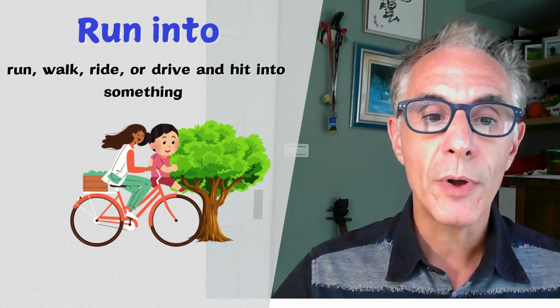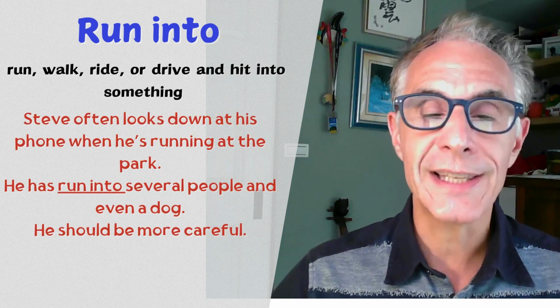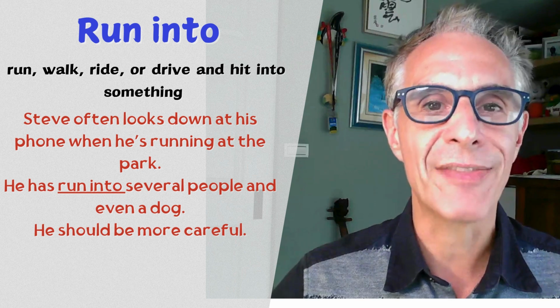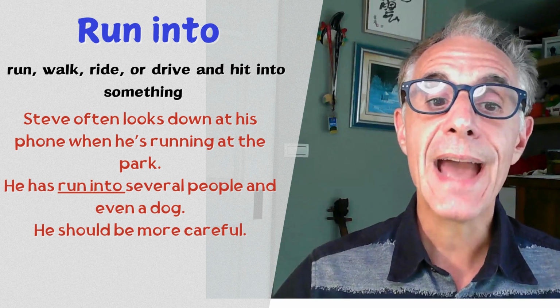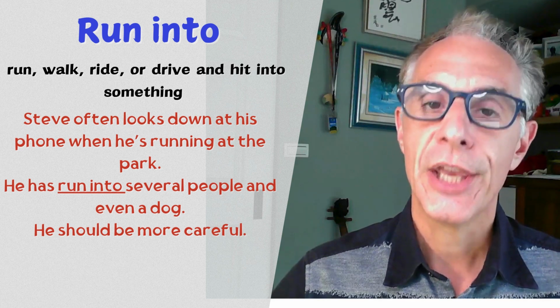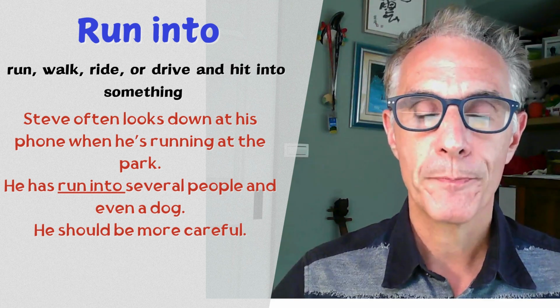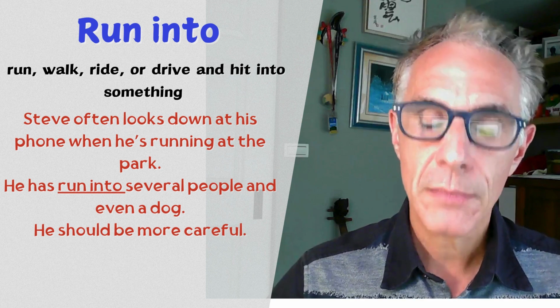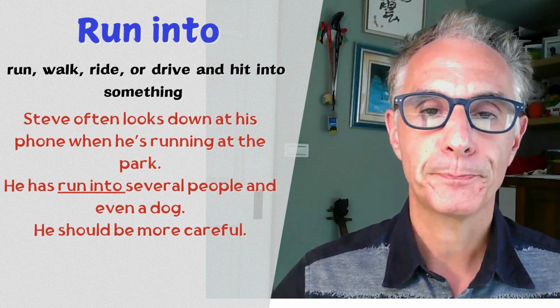For example, Steve often looks down at his phone when he's running at the park. He has run into several people and even a dog. He should be more careful. So running into something can be a little bit dangerous.